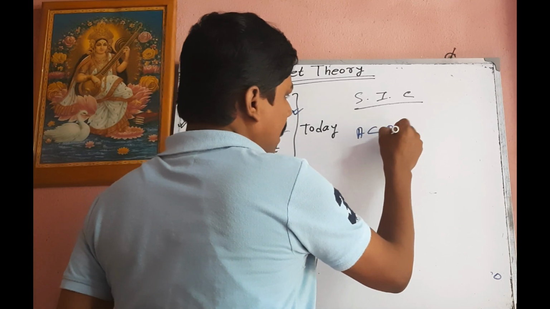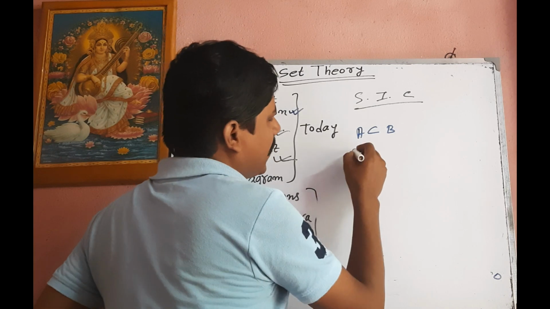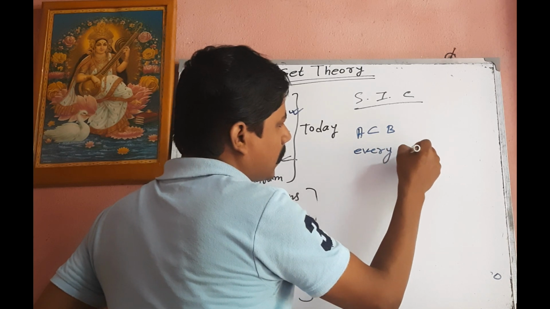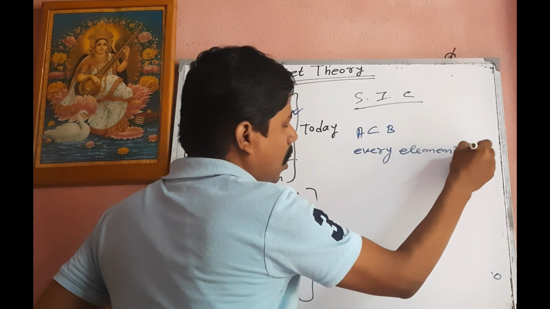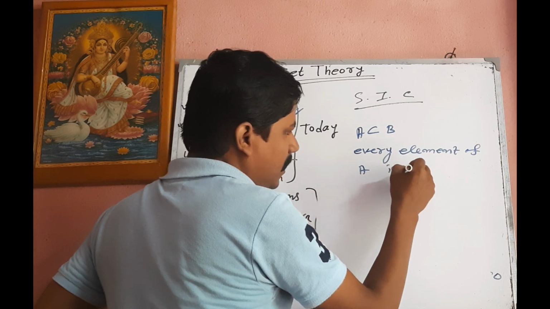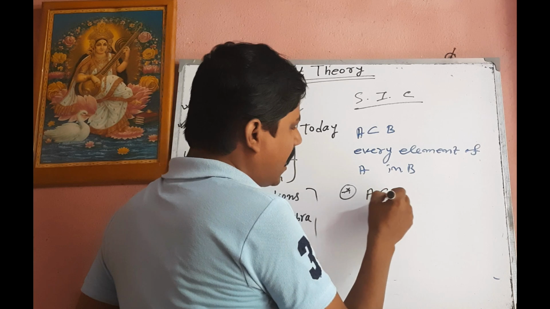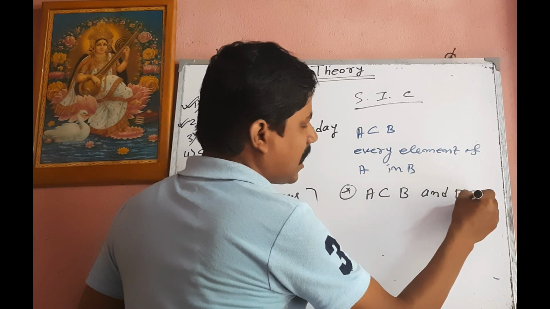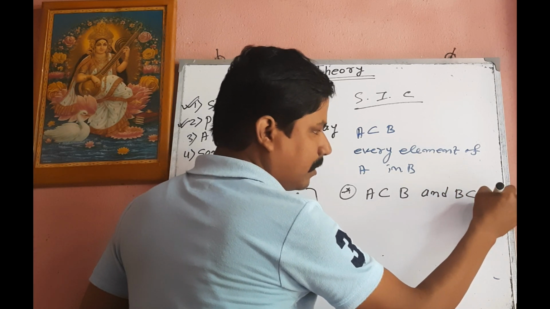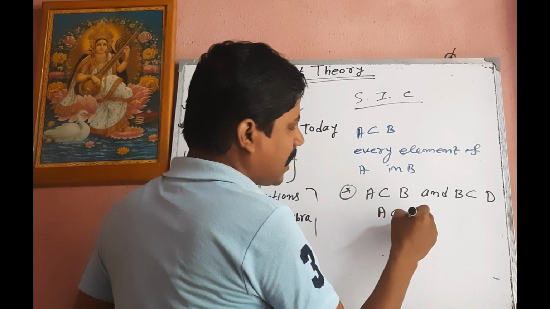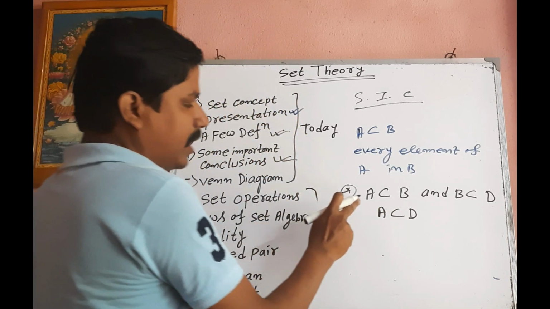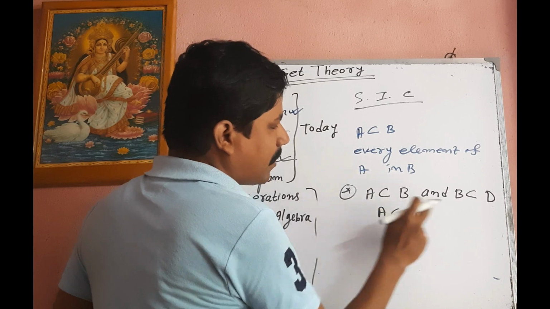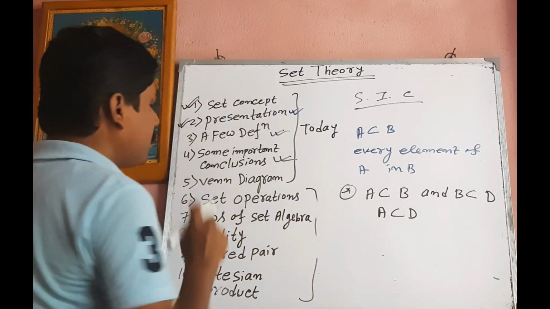Suppose A is a subset of B, then every element of A is in B. And if A is a subset of B and B is a subset of D, then we can say A is a subset of D. I repeat, A is a subset of B and B is a subset of D, then A is a subset of D. Now this is the complete set of some important conclusions.